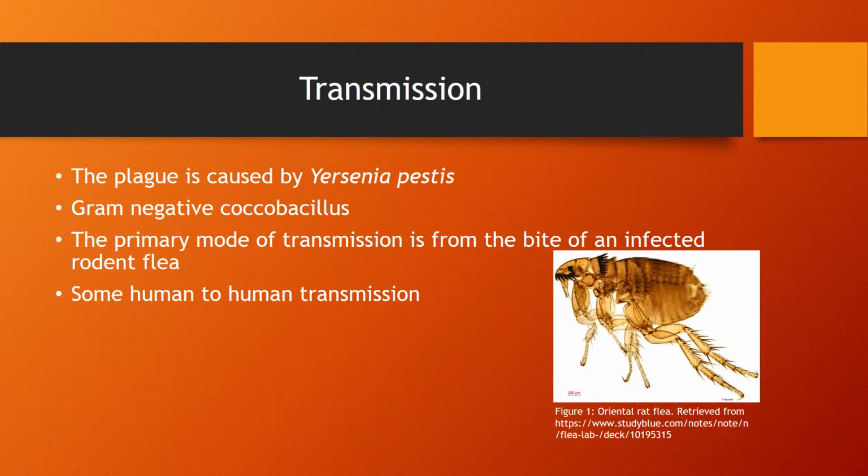We can also see transmission occur from animals such as cats and dogs that get infected, more specifically cats, from infectious tissue, exudates, things like that. We do see some cases of human-to-human transmission, but that doesn't happen very often.